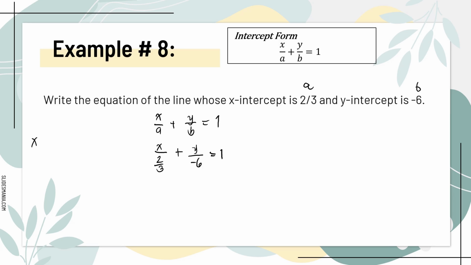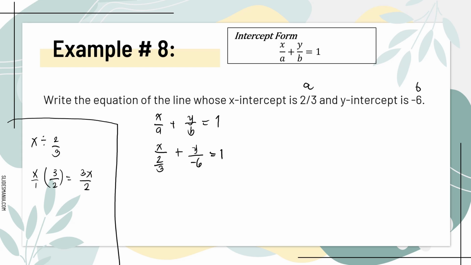x divided by 2/3 is also equal to, let's have a scratch paper here, x times 3 over 2, and we're gonna have 3x over 2. Better. And 3x over 2 plus y over -6 is equal to 1. Okay, how do we cancel out this denominator? For us to cancel out this, we're gonna multiply both sides by their least common denominator, which is -6.